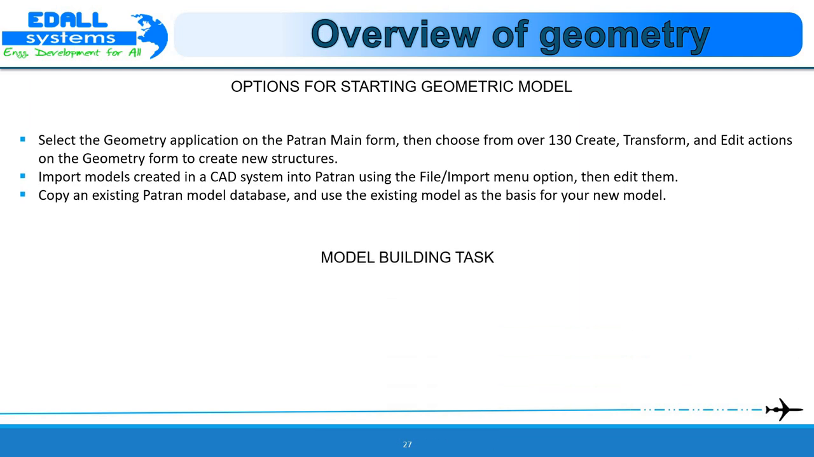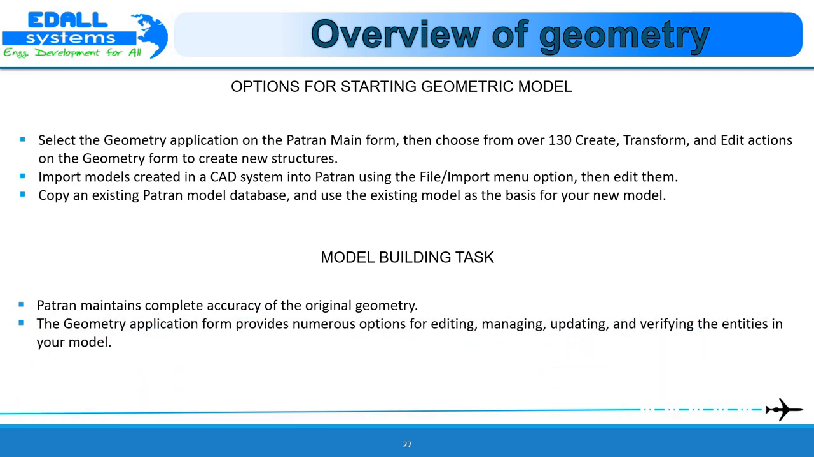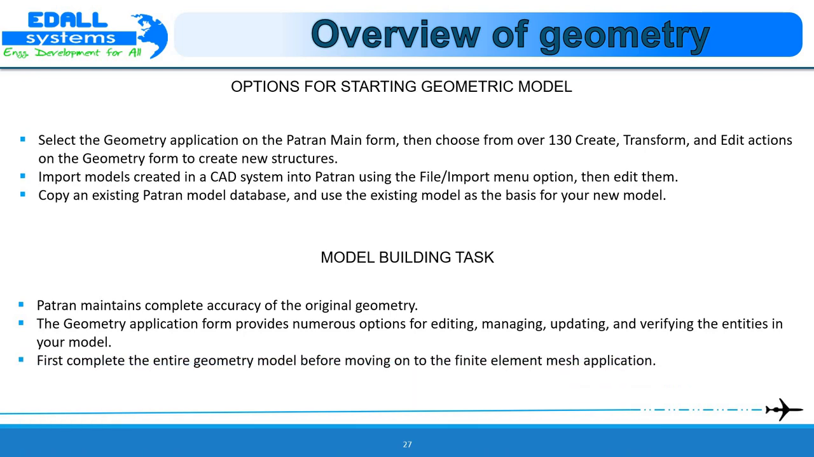Model building tasks. Patran maintains complete accuracy of the original geometry, whether it comes from a separate CAD part file or from within Patran. Regardless of how you start the model, the geometry application form provides numerous options for editing, managing, updating, and verifying the entities in your model. There is also flexibility in the sequence of geometry and meshing. Typically, you complete the entire geometry model first before moving on to the finite element meshing application. However, you may also complete the geometry, then mesh your model one portion at a time.